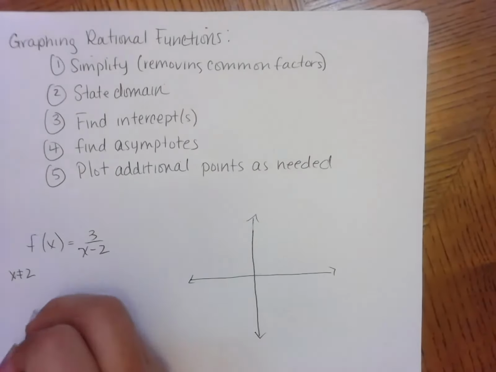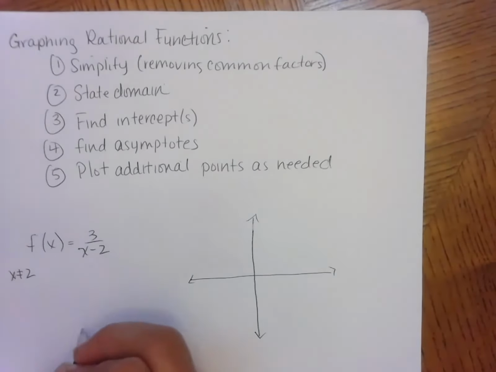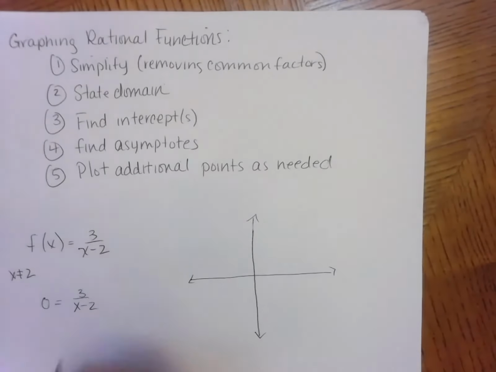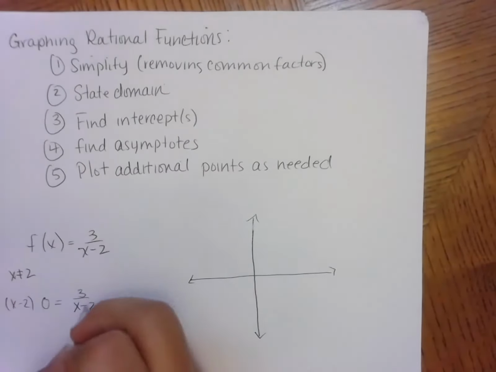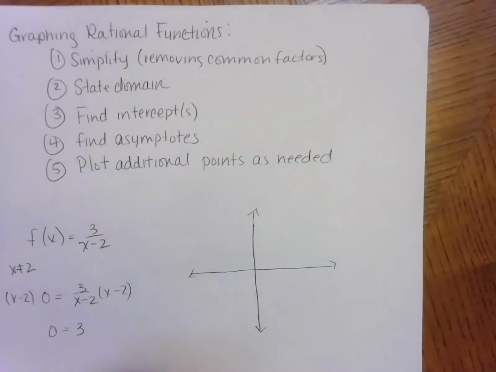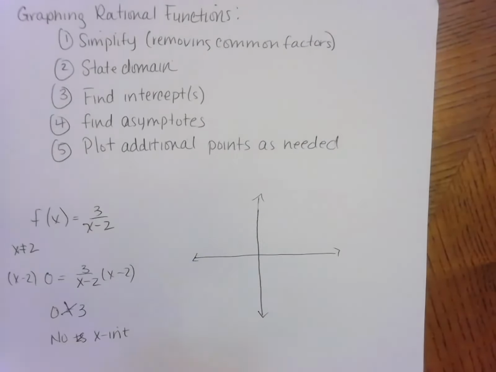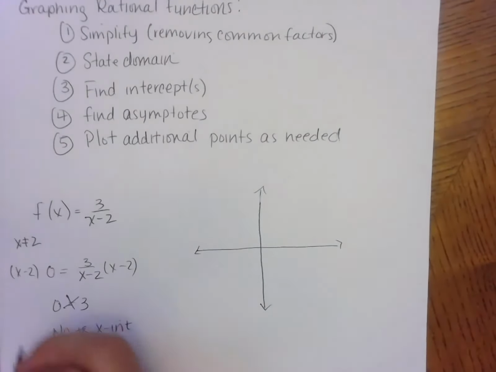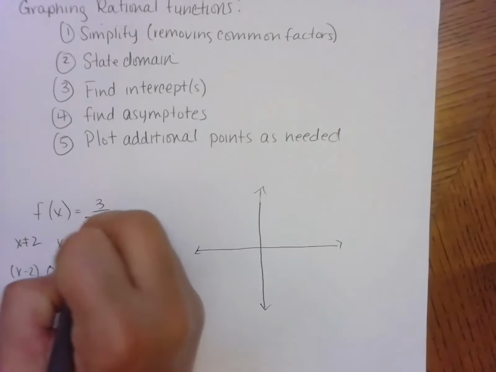So the intercepts, let's see, if I want to find the x-intercept, I plug in 0 for y, and I multiply both sides by x minus 2, and I end up with 0 is equal to 3. Since this is not a true statement, there's no x-intercept. So this does not hit the x-axis at all. So let's see what happens when we find the y-intercept. So we were finding the x-intercept with this work.